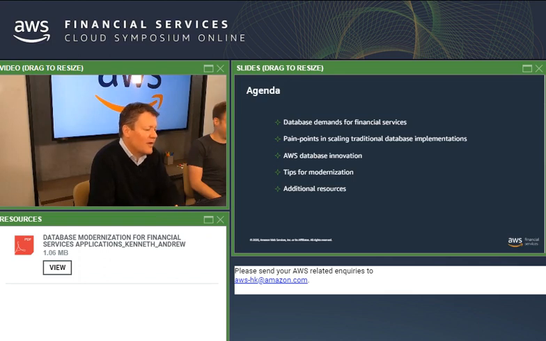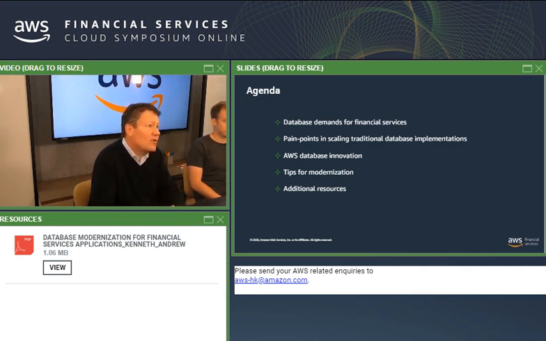So what do we want to cover today? We first want to make sure that we enumerate the requirements that financial services firms have for the database tier of their applications. Financial services firms have stringent demands for performance, availability and security for this database tier. And we'll talk about some of those requirements, but then we'll try to be honest about some of the pain points where meeting those requirements with traditional relational databases causes unnecessary cost or complexity or both.